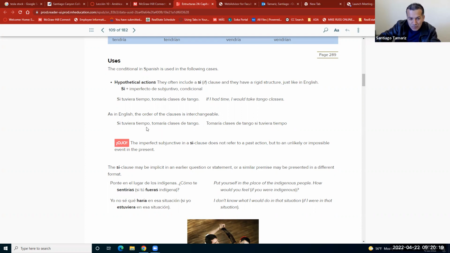Si tuviera tiempo, tomaría clases de tango. Or tomaría clases de tango si tuviera tiempo. Bien, when you use the if and the imperfect subjunctive at the beginning, you require the comma. If it's the other way around, you don't need the comma. Okay?